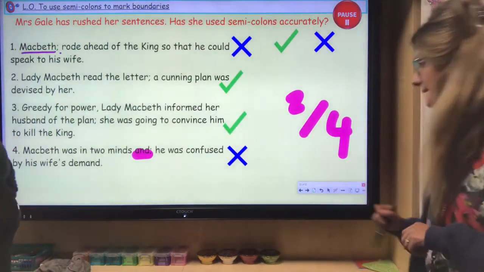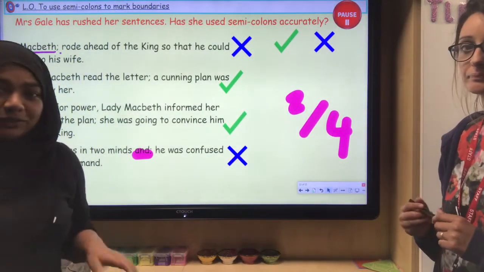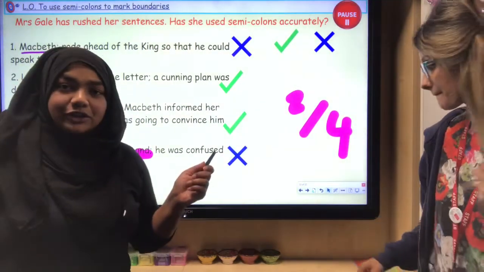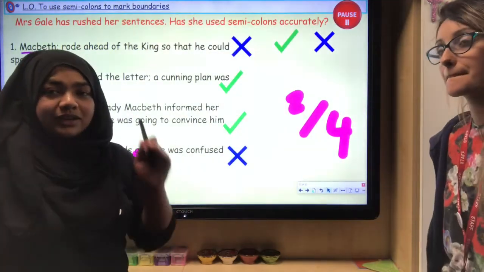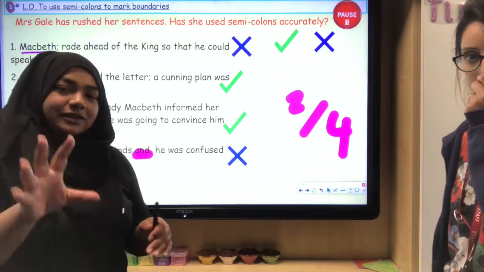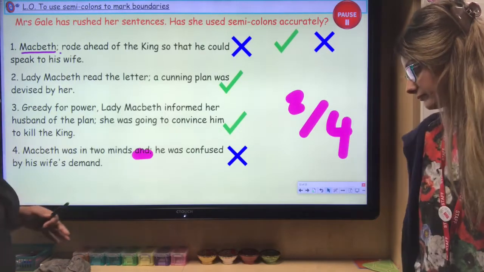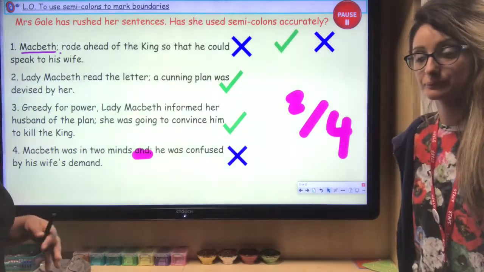So boys and girls, that was a quick little session on the recap of using semicolons to mark boundaries. I'm just going to quickly show you the work now. Remember, all the work is on the system, on the website, so please go onto the website. It has lots of information. We work really hard on a regular basis just to make sure all the work is there for you.